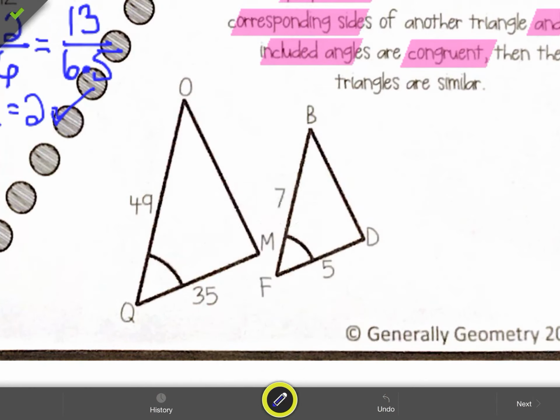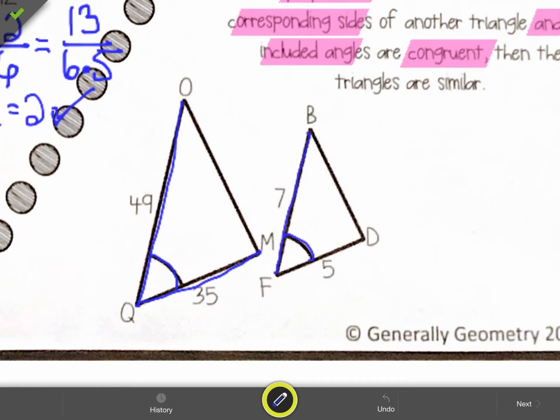So here we have 2 triangles. Clearly they are not congruent. Triangle OQM is definitely bigger than triangle BFD. Okay, so I look. The 49 is a side, then they have an angle marked, and then they have the 35, which is a side. So odds are, if they're similar, it's side, angle, side.